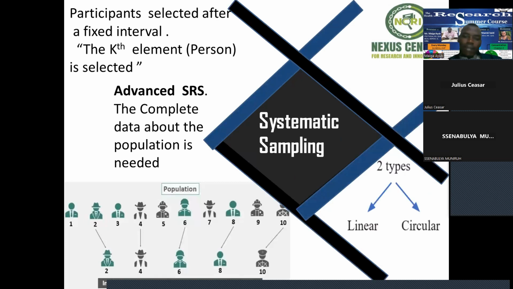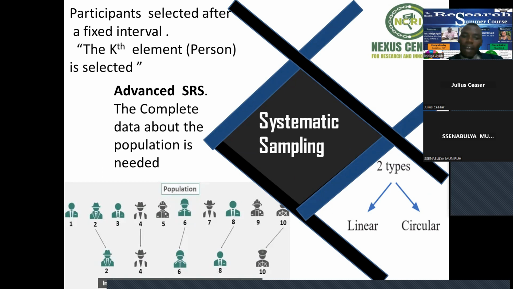So how about the systematic? Systematic random sampling is also a probability sampling technique. But here the participants are selected at a fixed interval. Let me give an example. When you are doing a study in antenatal, okay? Then every second mother who comes is the one that is going to participate in the study. So you sit at the registry point.